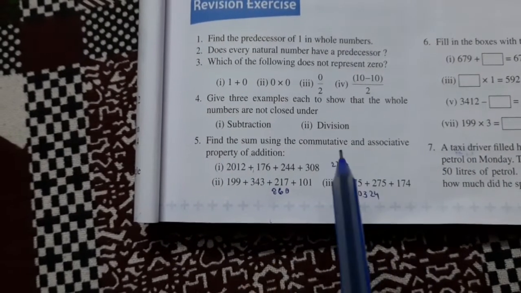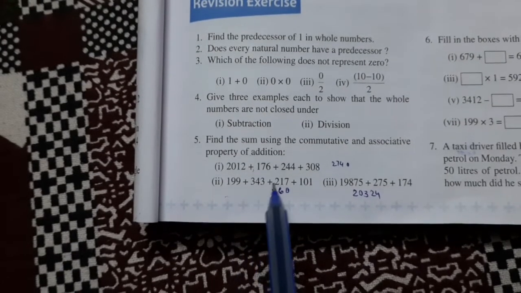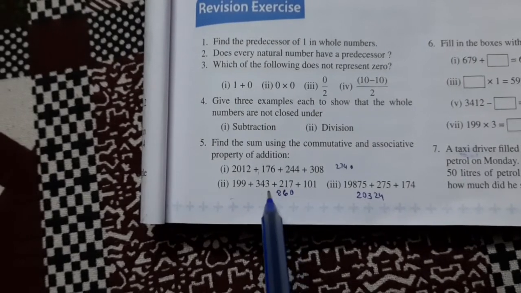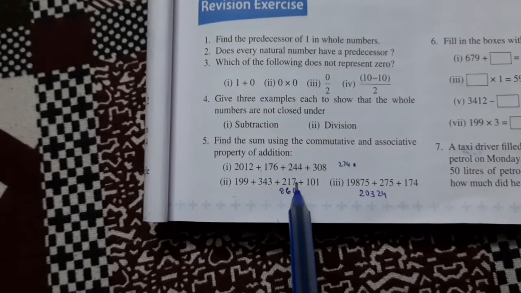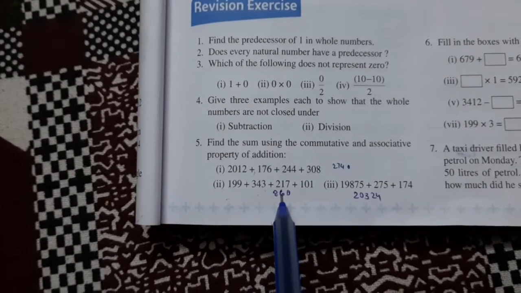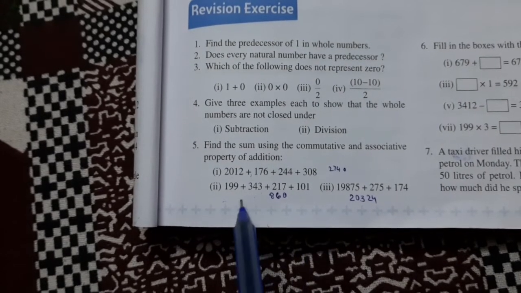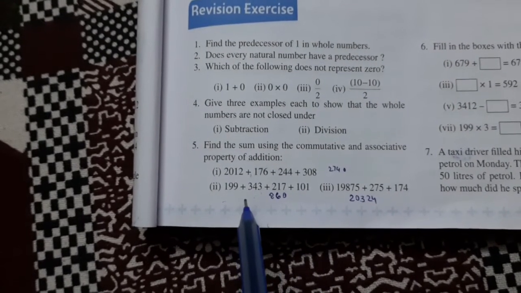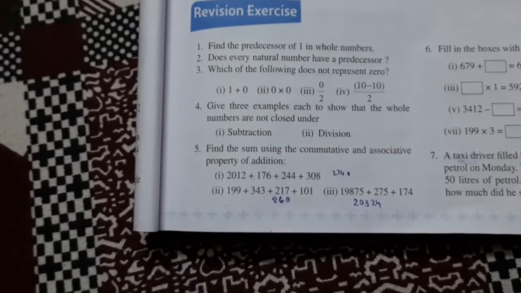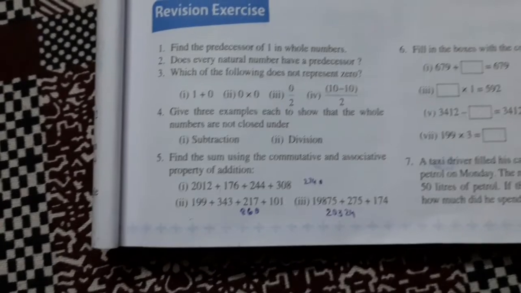the answer easily. See now in this second sum you can see 199, 343, 217, 101. So first you add these two numbers. Why are we adding these two numbers? See, unit place. Here it is 7 and here it is 3. So 7 and 3 means you will get 10. Same way here 9 and here 1. So again 9 plus 1 is 10. So if you are getting zeros at the unit place, then it will be easier for you to add. So this way you are going to solve this type of sums.